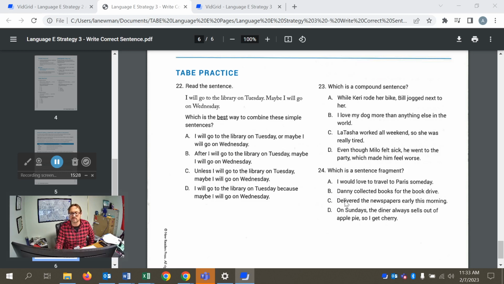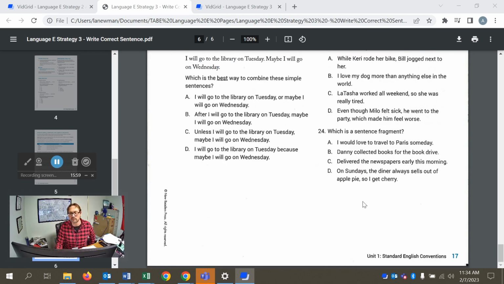On Sundays is a prepositional phrase that this writer has put in front of the subject of the sentence to tell us when this thing happens. You know, we could have rearranged it to: the diner always sells out of apple pie on Sundays, so I get cherry. That would have been legal. It's just that the prepositional phrase has been moved to the front with a comma, to make the sentence flow a little bit better. But it can make it a little bit more difficult to determine whether it's a complete sentence or fragment.